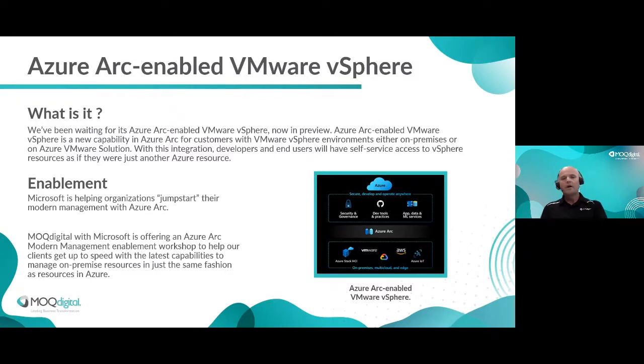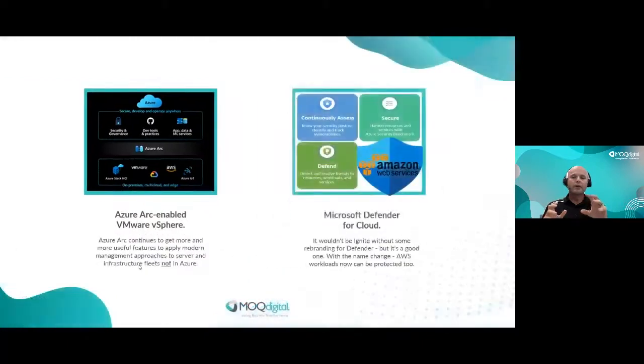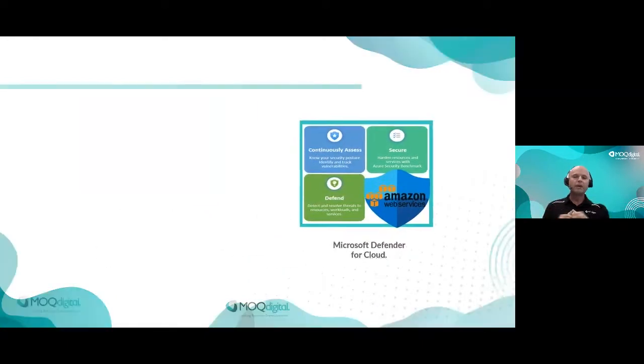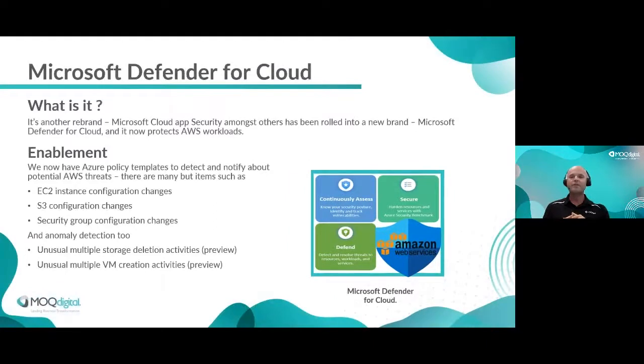Number 3 for us, we'll move on to what is probably a fairly standard thing that happens at Ignite: we've had some Defender products rebranded. It wouldn't be Ignite without a rebranding for Defender. Specifically, Microsoft Cloud App Security and Security Center, amongst others, have been rolled into a new brand called Microsoft Defender for Cloud. The best part of this announcement, though, is that now we have the protections for AWS workloads.